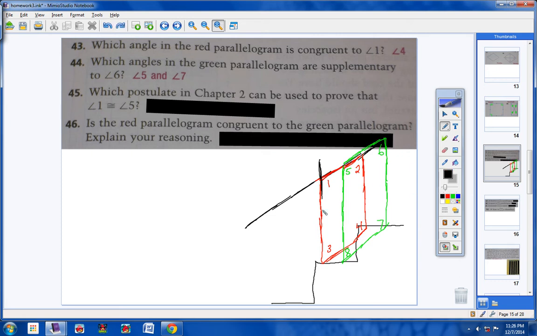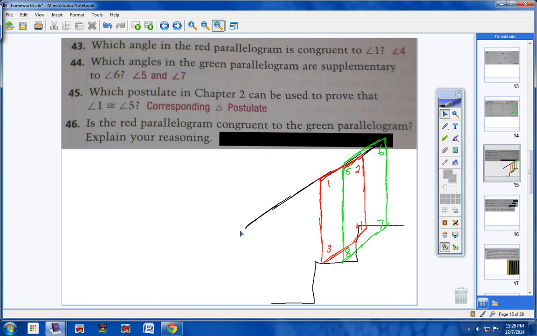I have a line here and a line here that are parallel, and they're cut by a transversal. Whenever two parallel lines are cut by a transversal, corresponding angles are congruent, and those are corresponding angles. Okay, so which postulate can I use? Well, the postulate that says corresponding angles are congruent. Okay. Alright, number 46. Is the red parallelogram congruent to the green?